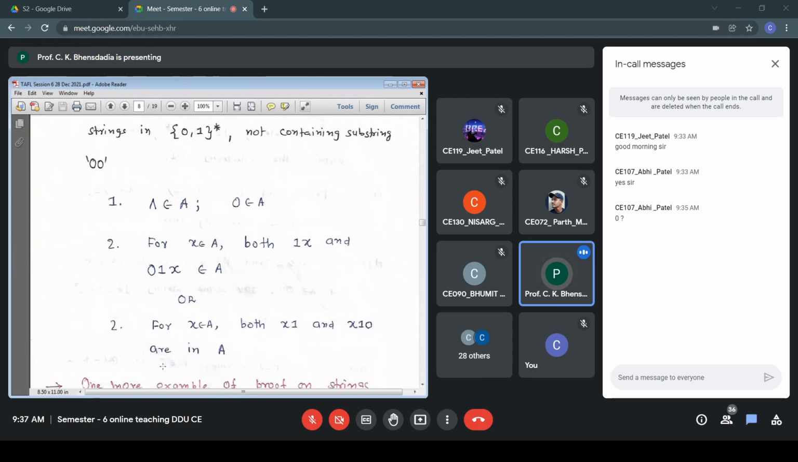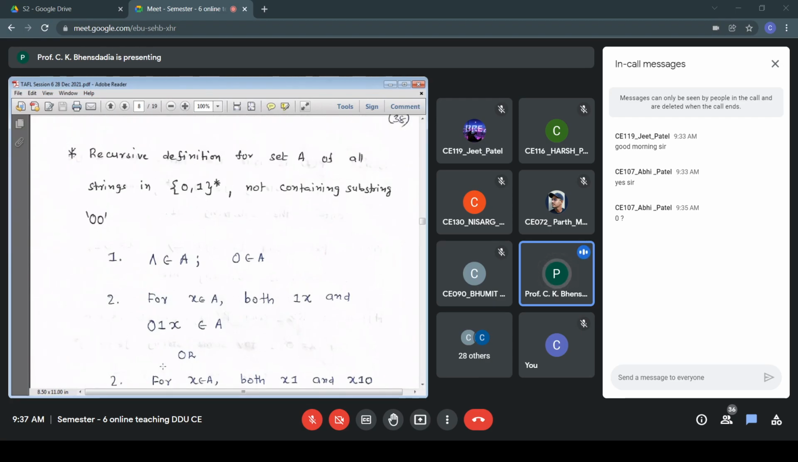Either of these is fine. It will generate all the strings not containing 00. That is taken care of. So that is our recursive definition for the set A. Is that clear?